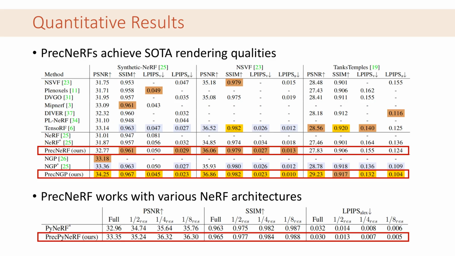We compare our methods with their counterparts that use numerical quadrature. Refining the quadrature into a precise form results in a 1 decibel average increase in PSNR for synthetic scenes and 0.4 decibels for real-world scenes. PrecNeRF also outperforms grid-based and deterministic integration methods by a notable margin, achieving state-of-the-art rendering results. Additionally, PrecNeRF improves rendering accuracy of PNeRF across all resolutions in the multi-scale synthetic NeRF dataset, demonstrating its generalization to various NeRF architectures.